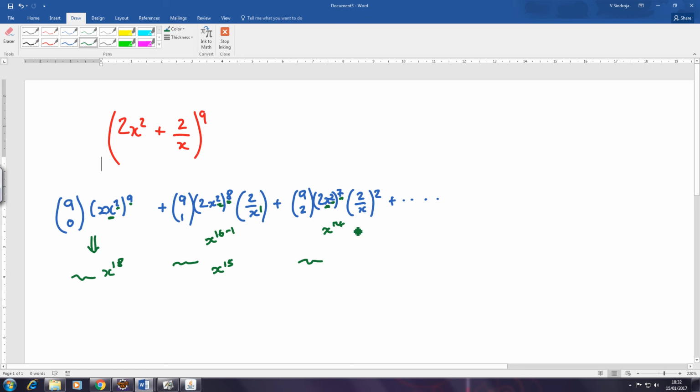But then I'm going to have to divide that by an x squared, so the power is going to end up being x to the power of, well, what's 14 take away 2? It's going to be 12.